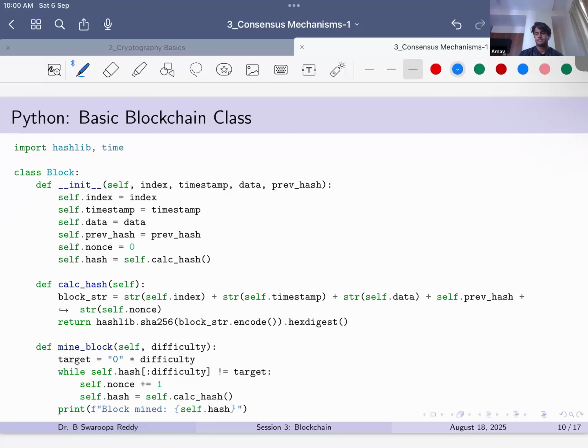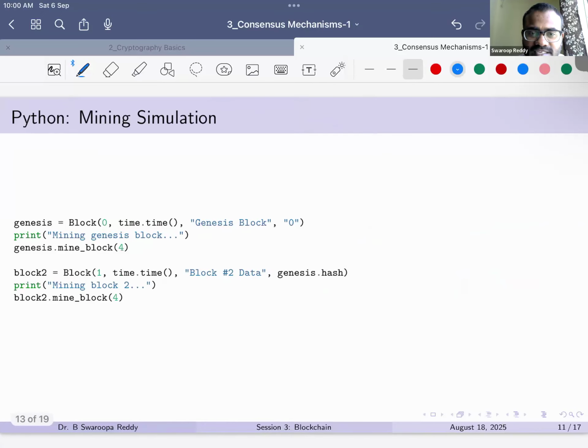Okay, so how to call this? That is the function defined, and that is the class defined for that. For running the code, for running that simulation, you need to define things. First, you need to define the Genesis block.